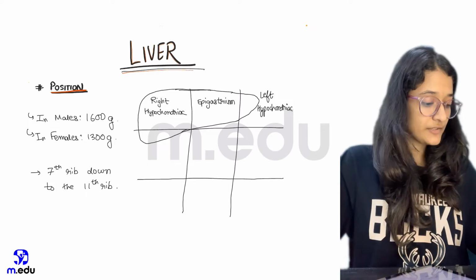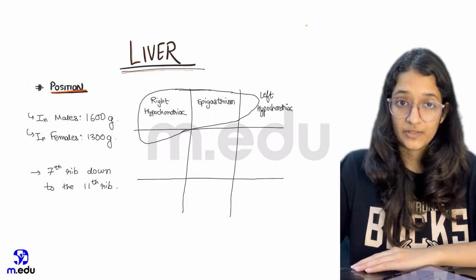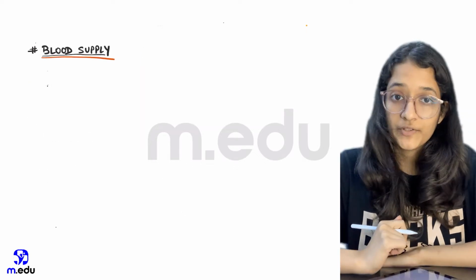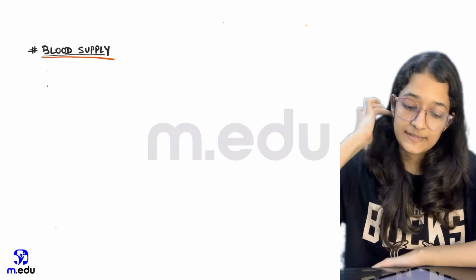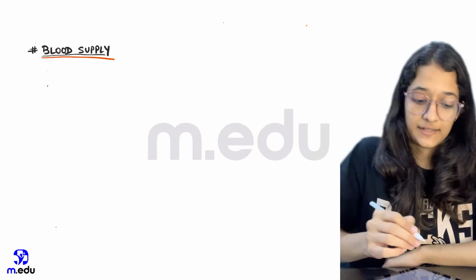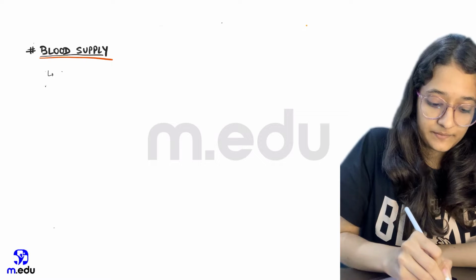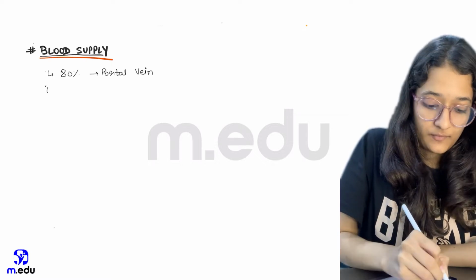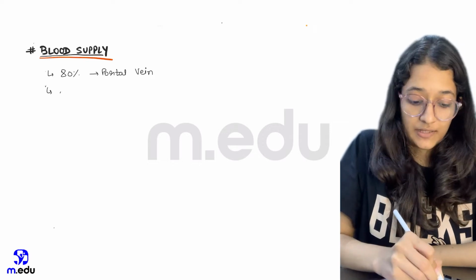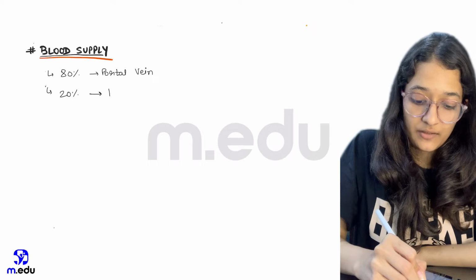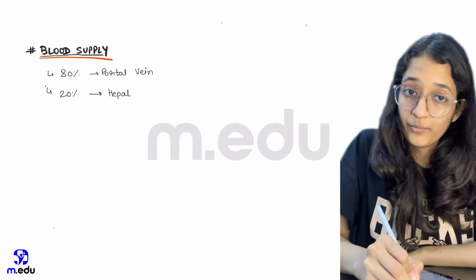Okay, so now it is extremely important that we learn about the blood supply of the liver. The liver receives most of its blood from the portal vein, that is 80%. And the rest of it, that is 20%, is received from the hepatic artery proper.